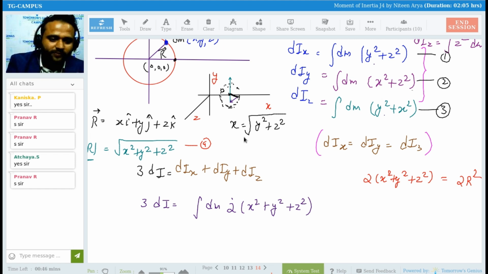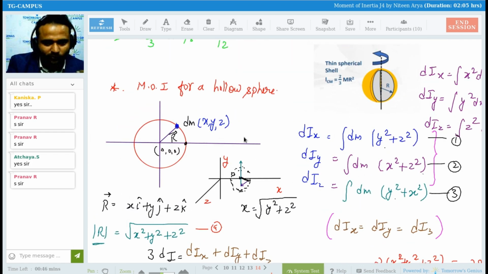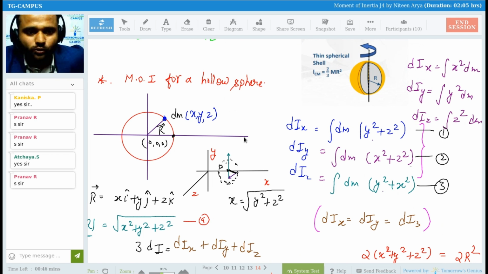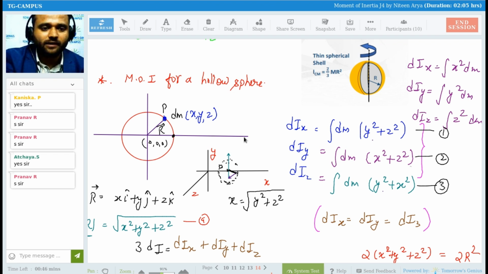But try to understand. Just from the beginning once again, what I am saying: moment of inertia for a hollow sphere. Obviously, if it is a sphere, it is a 3D thing. So initially I pick a small dm particle, and I find a point which is at x, y, z from the center. A point P has an r vector x, y, z. So r vector I can write as x i, y j, z k, and this r magnitude is under root of x square, y square, z square. Clear, everyone? Is it clear in your head?